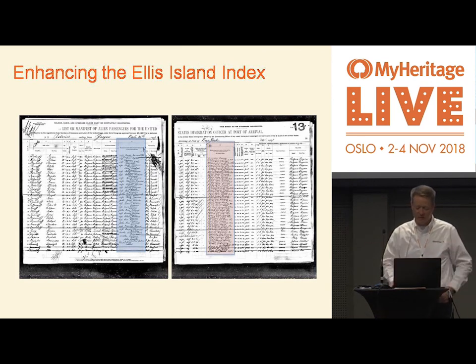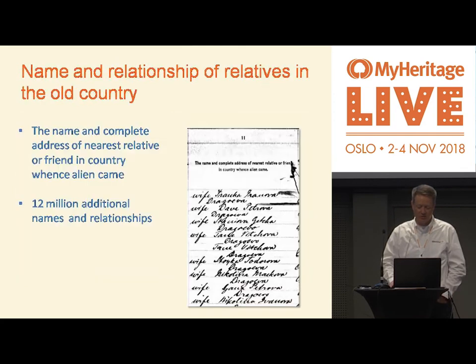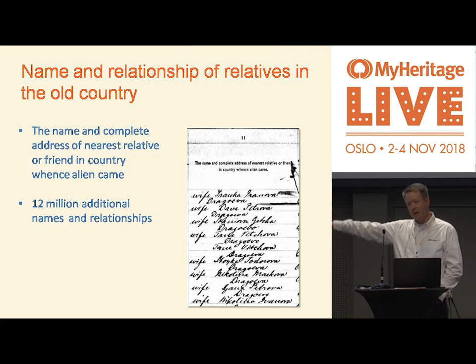The form's now much longer. They keep adding questions to this form, and there's the initial question that I showed you. This next question is the name and complete address of the nearest relative or friend in the country whence the alien came. So this is the name of someone that knows of the immigrant in the homeland.